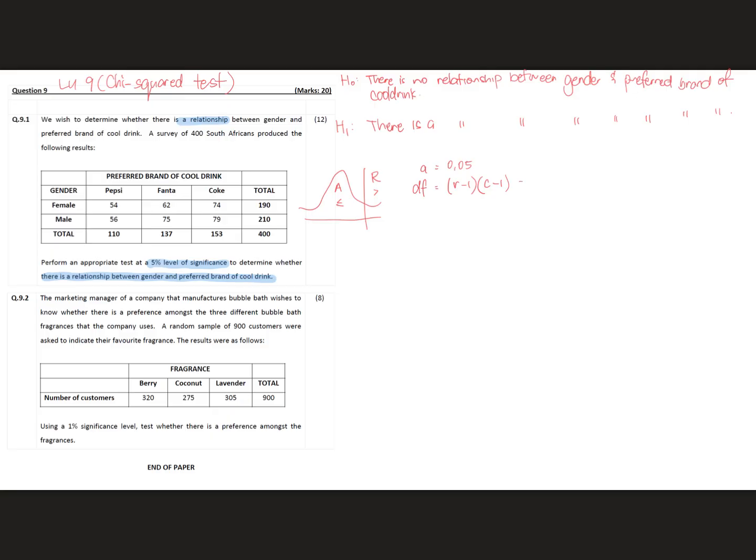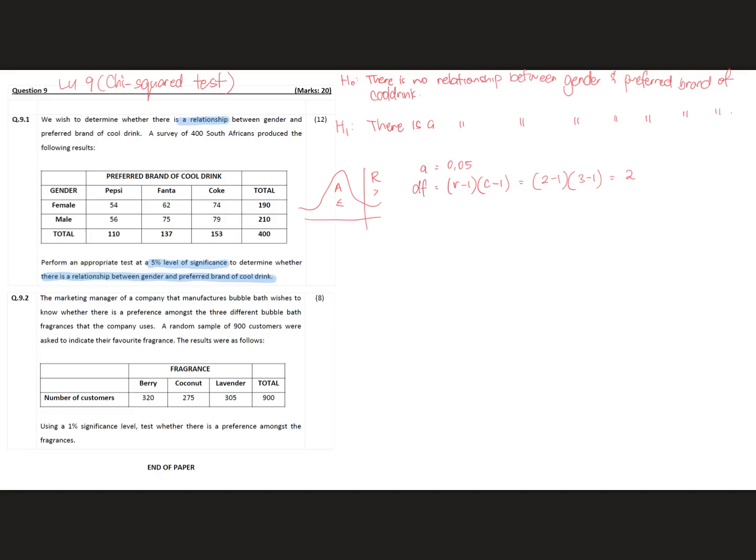So it would be 2 minus 1, which is 1, multiplied by the columns that have the categories are Pepsi, Fanta, and Coke. So that is 3 columns. So this would be 3 minus 1. So it's 2 minus 1, which is 1, multiplied by 3 minus 1, which is 2. So that gives us a degree of freedom of 2.